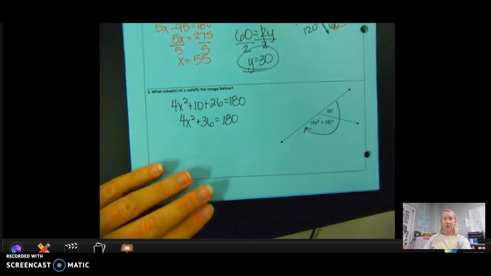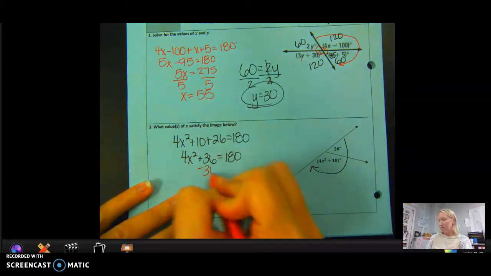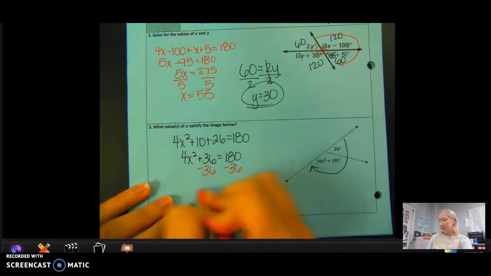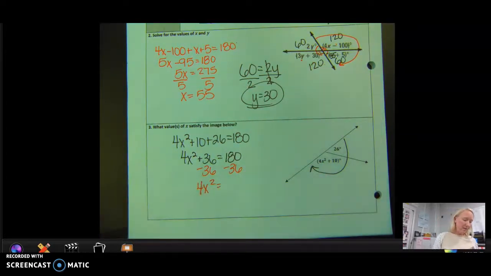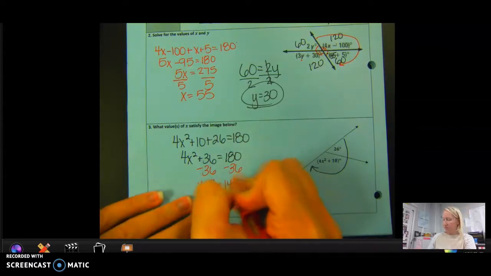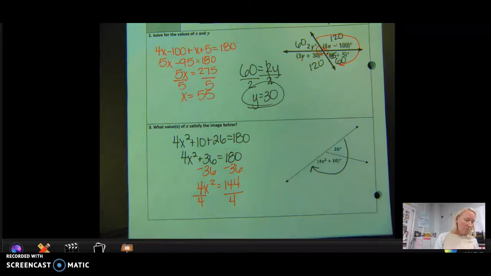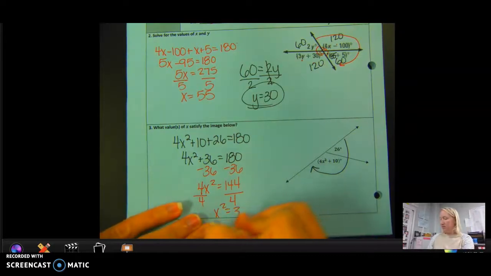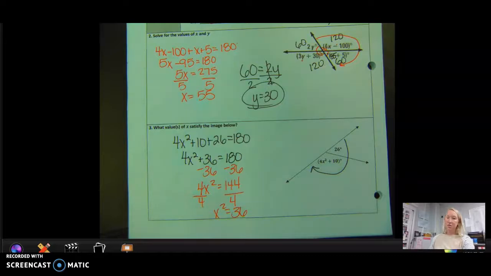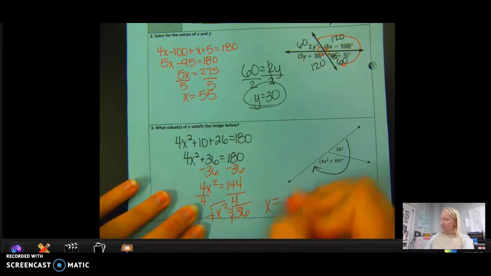So in the square root method, I have to get everything to the one side except for my x squareds. So first step is I'm going to subtract 36 from both sides. When I do that, I get 4x squared equals 180 minus 36, so I don't make a mistake, 144. I'm going to divide by 4, divide by 4. I get x squared equals 36. That's not my solution. My solution is the square root of that. So x equals a positive and negative 6.